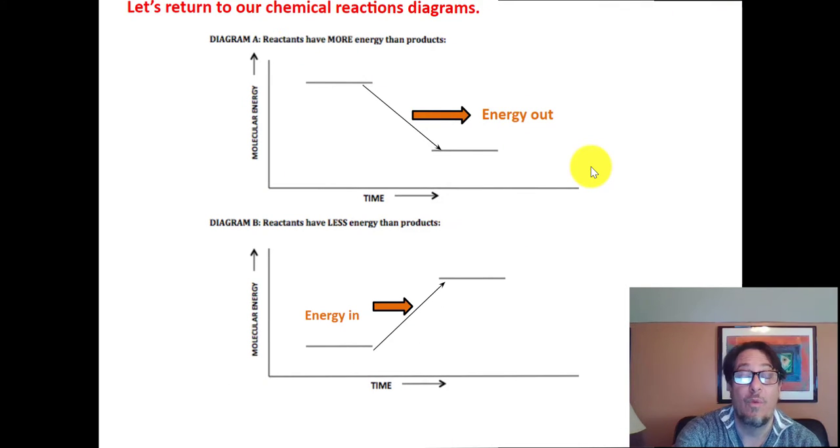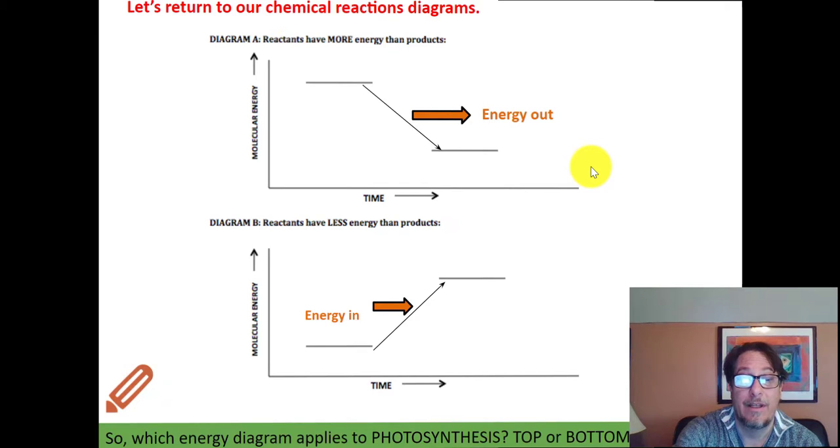Okay, so want to talk about energy a little bit, and what we're talking about here for this one is which is photosynthesis, the top or the bottom. So with that in mind, let's have a look. On the top, you have a situation where you have high energy reactants, right? Remember, this is your amount of energy, that potential energy that you have to give. And then after the reaction, that energy comes out and you have low energy products.